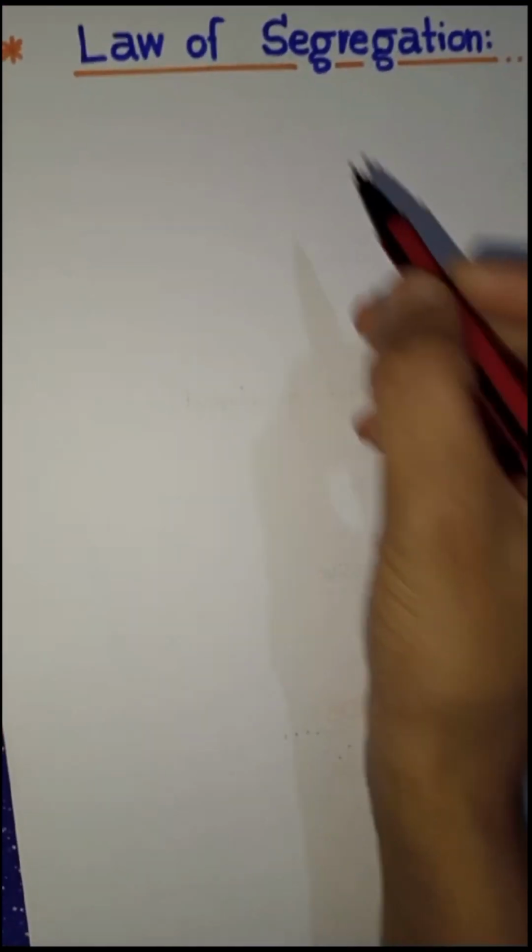I am Mahalakshmi JK. In the previous class we studied the introduction part and the first law of dominance, and today we are continuing with the law of segregation, which is the second law of inheritance. This continues from the first law. In the first law we studied that whenever we crossbreed two characters, the dominant character will be expressed in the first generation. So now we are considering the first generation.